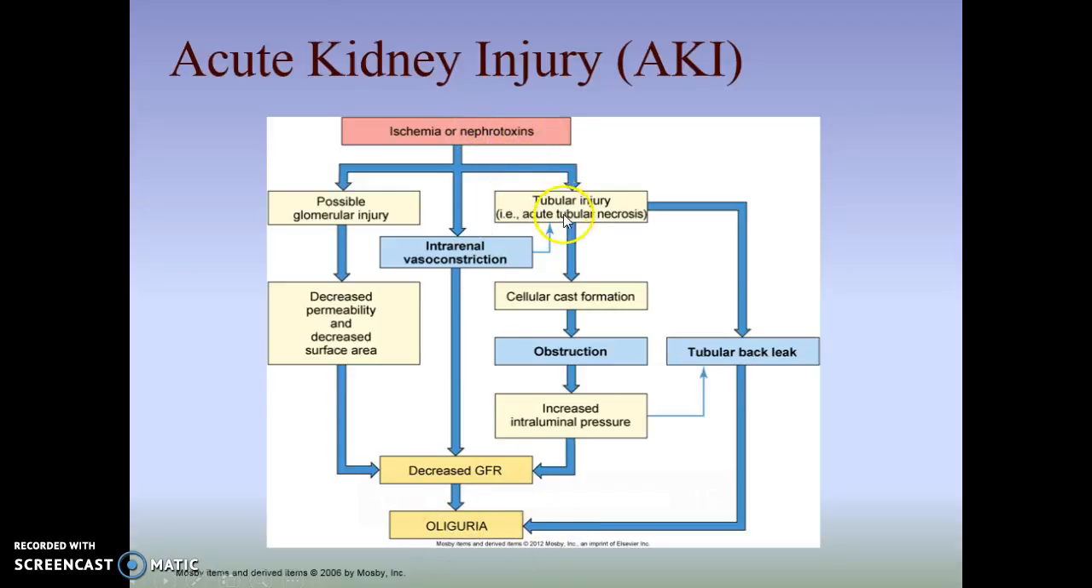All right, same over here with tubular injury. You have cellular cast formation, which is just a fibrosis activity. That leads to obstruction. The obstruction leads to increased intraluminal pressure, decreasing the filtration rate and decreasing urine production.